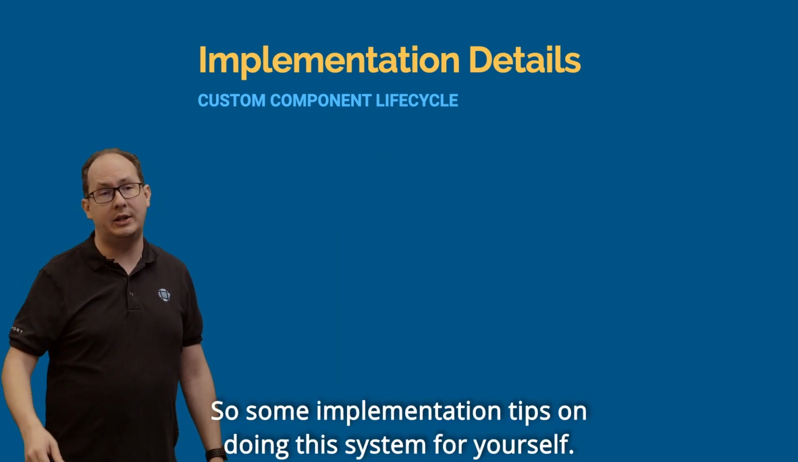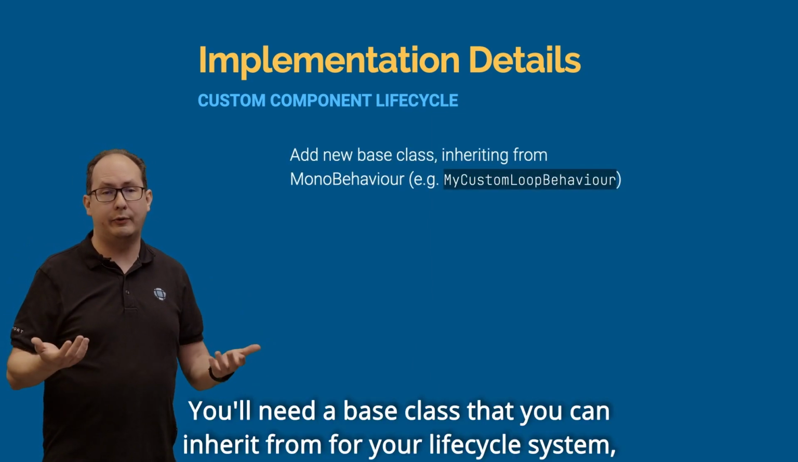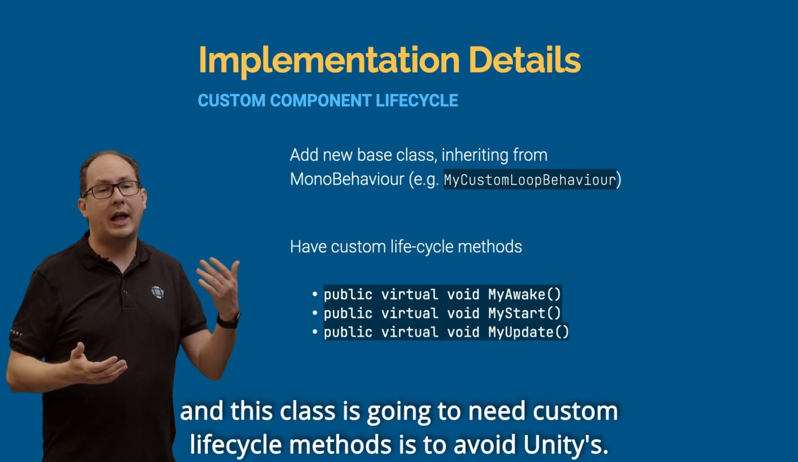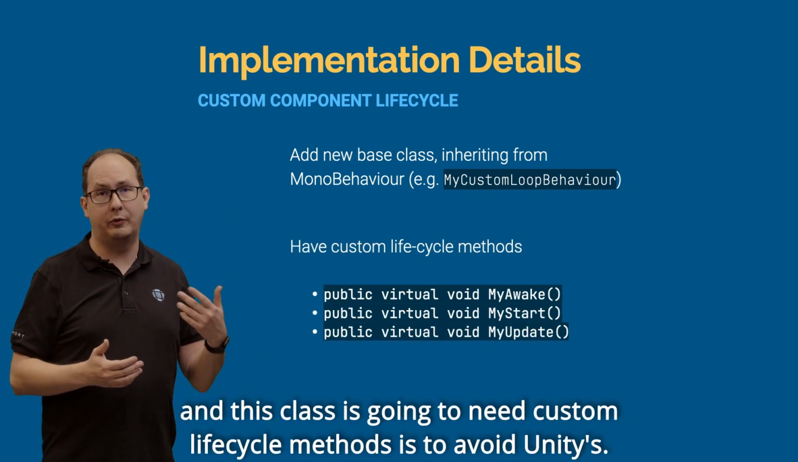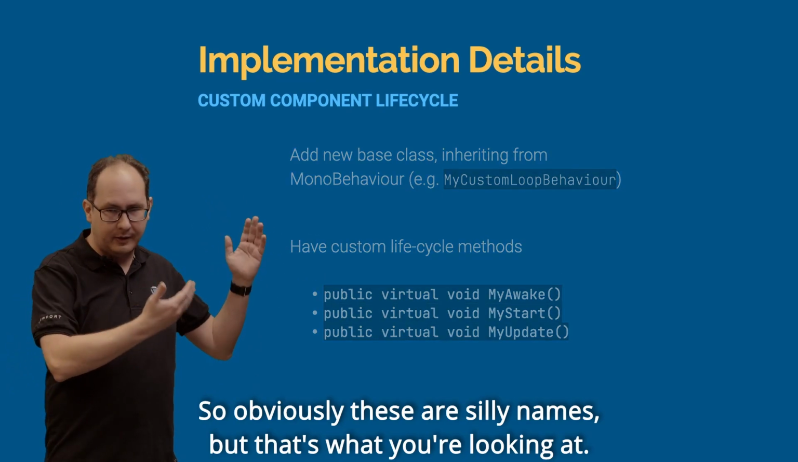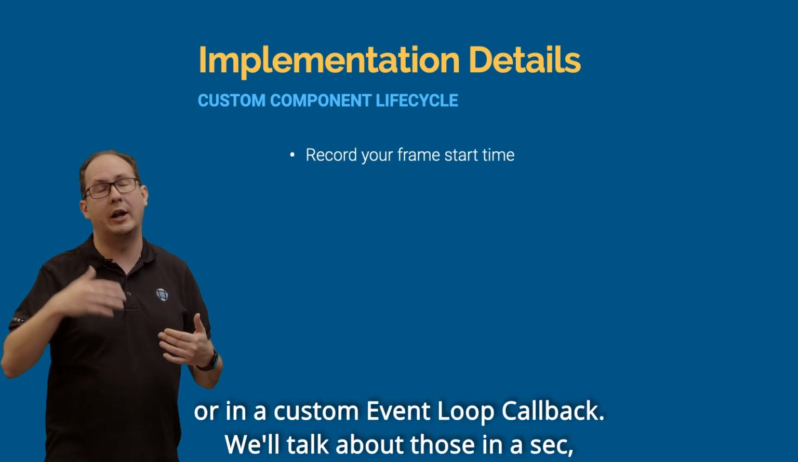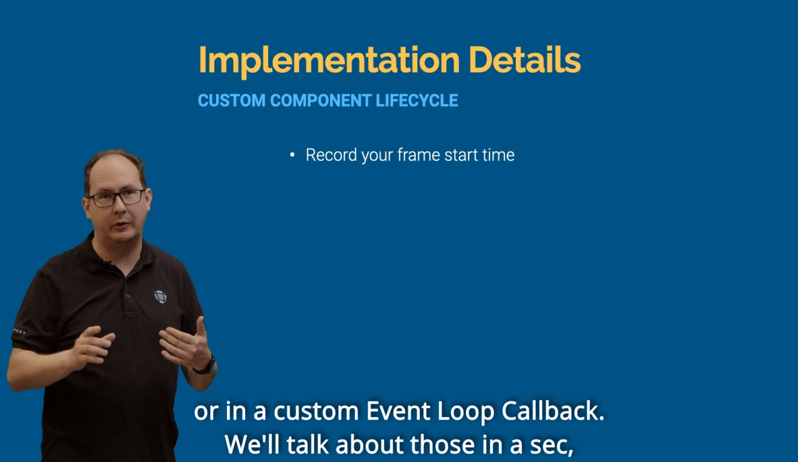So, some implementation tips on doing this system for yourself. You'll need a base class that you can inherit from for your lifecycle system, and this class is going to need custom lifecycle methods to avoid Unity's. Obviously these are silly names, but that's what you're looking at. You'll need to record your frame start time somewhere very early in the frame, or in a custom event loop callback. We'll talk about those in a sec.